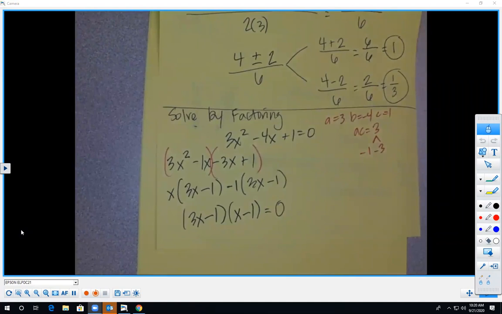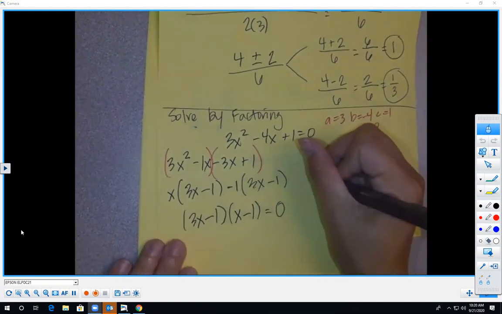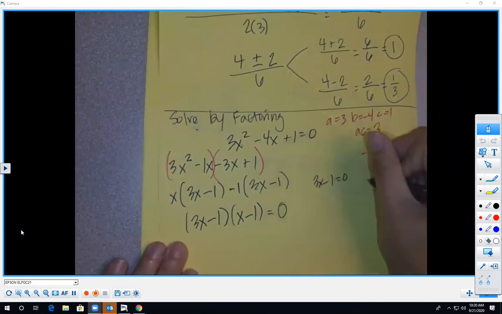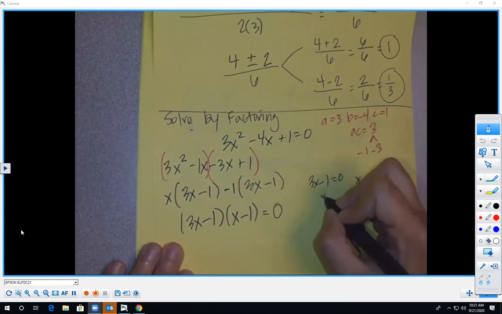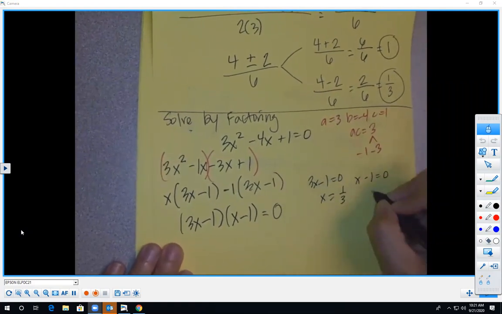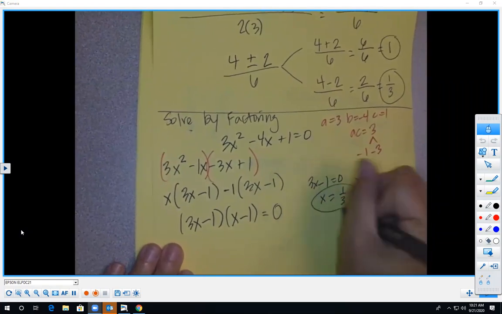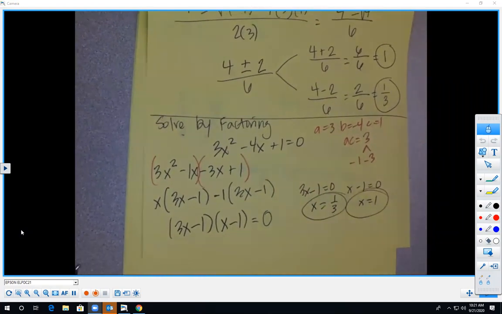How am I going to solve for x now? Set your factors equal to 0 and solve. So 3x minus 1 equals 0. X minus 1 equals 0. Add 1, divide by 3, and you should get 1/3. Add 1, and you should get positive 1. Questions about that?